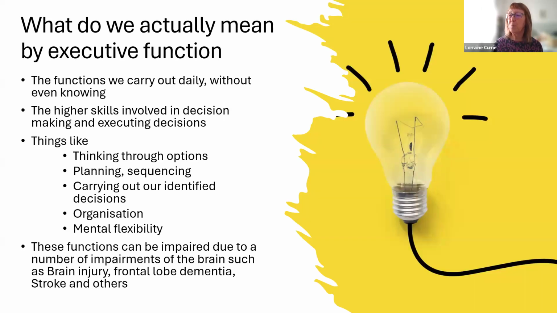So what do we mean by executive function? We mean those functions that we all carry out daily without even knowing. The things that have involved me in finally getting to the point of changing broadband. I've thought it through. I've done some planning, not very good planning actually, or I wouldn't have made that change today. I've worked out what are the actions I need to do. I need to stop thinking about it, and finally I need to ring Sky and say, I'd like to change.